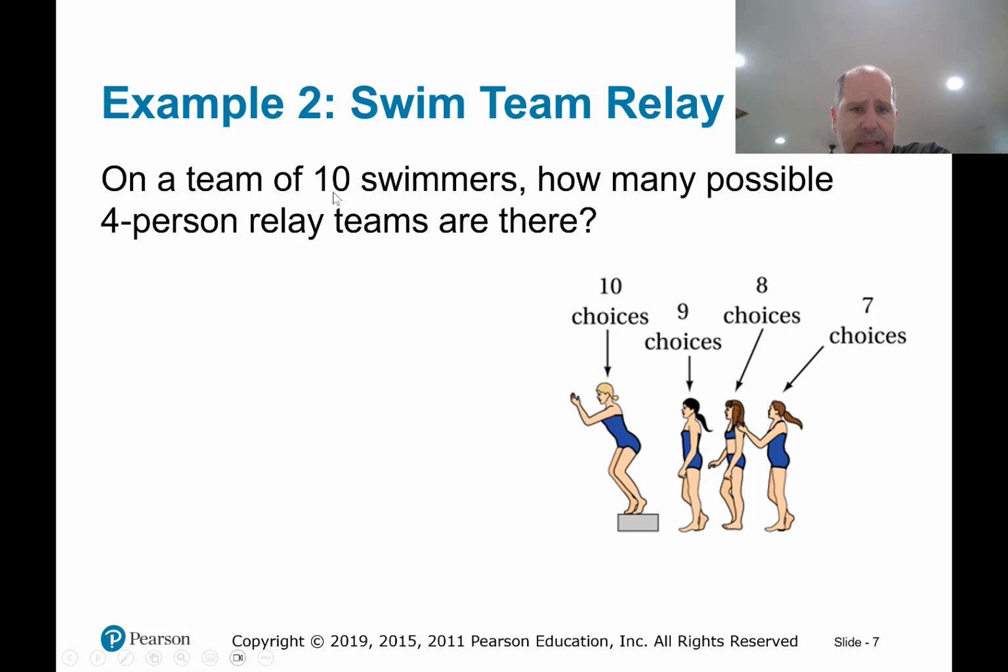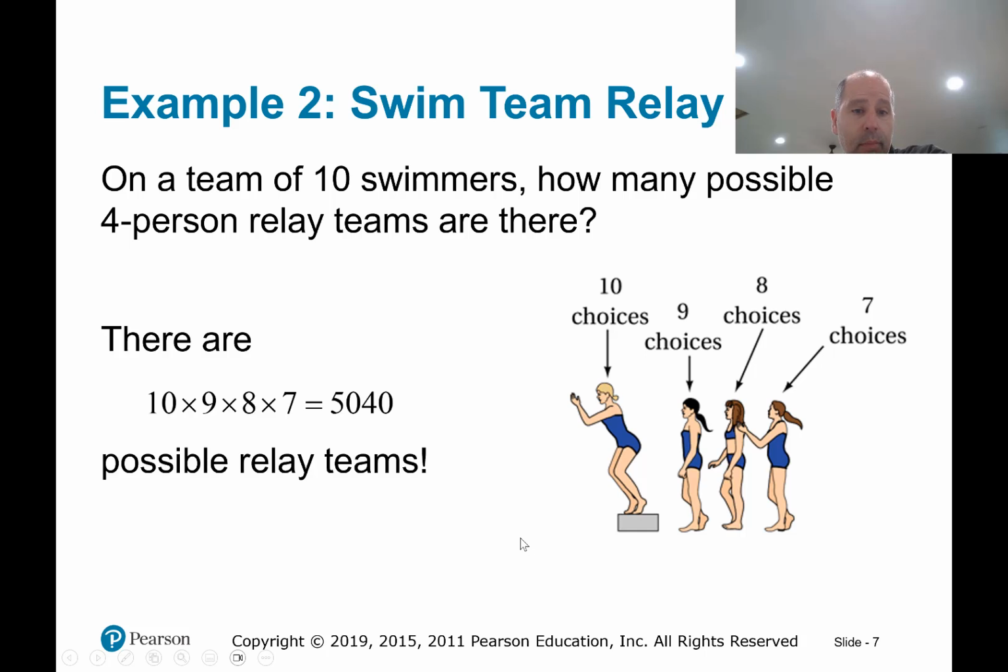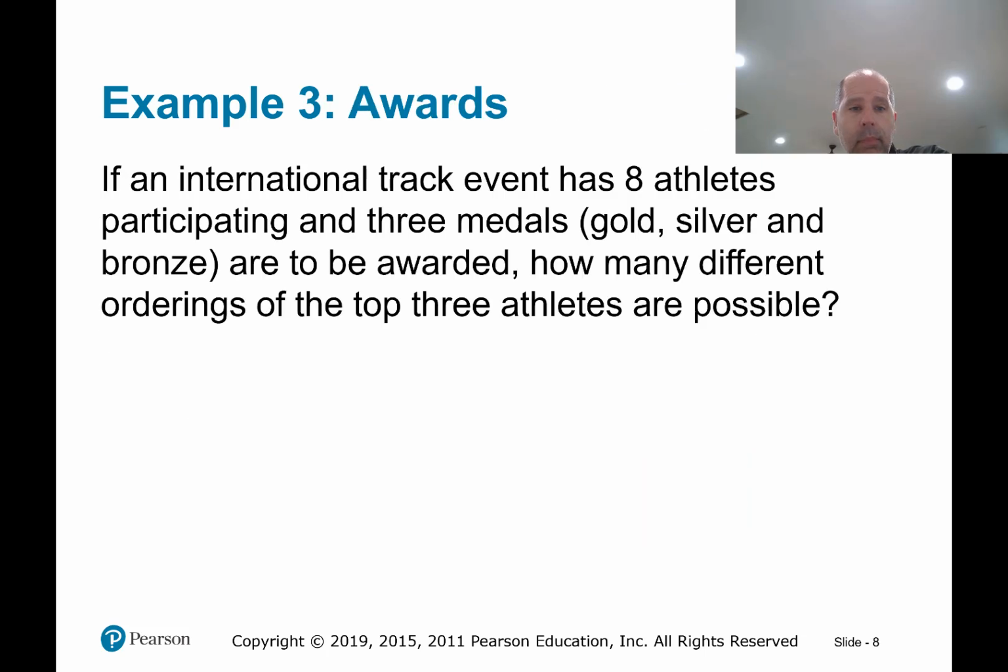Well, in this case here, how many choices do we have for the first position? There are 10 swimmers, so we get 10 to choose from. After we've chosen that person, for the second position, we have 9 to choose from. And then for the third position, we'll have 8. And for the final position, we have 7. So again, the fundamental counting principle just says multiply all those numbers together, and that's your answer. Now, the cool thing is the permutation formula will give you the same answer.